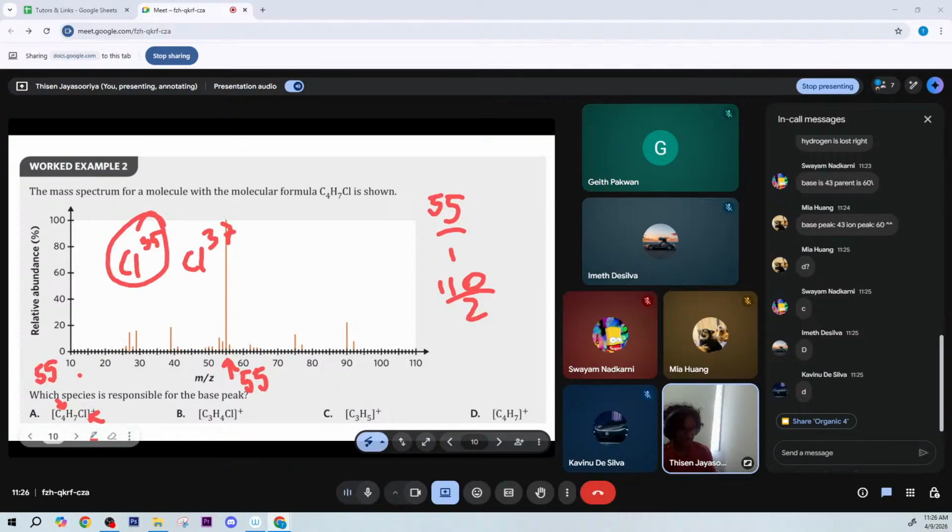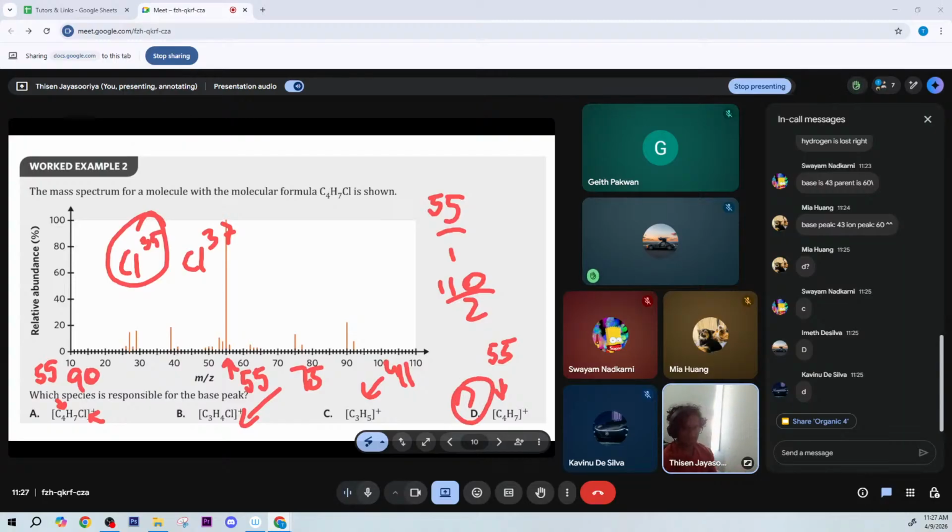So here, this one has a mass to charge ratio of 90. Over here, this one is going to be 36 plus 4, which is 40, plus 35. This is going to be 75. This one over here is going to be 36 plus 5, which is 41. And then this one over here is going to be 55. So here, D is the answer. Does that make sense?